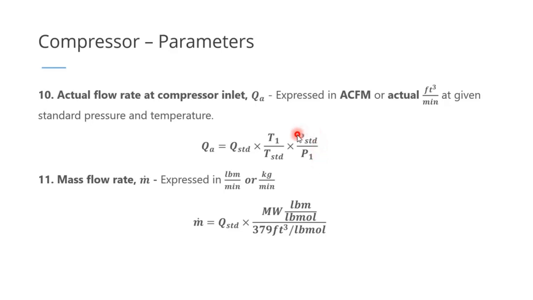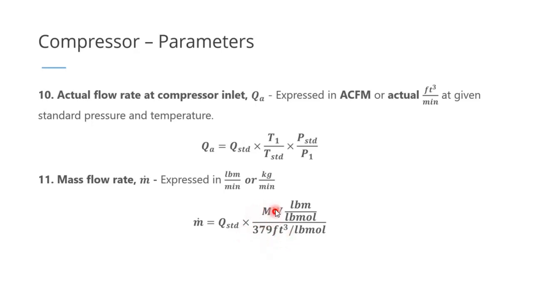Yan. So, given yung standard pressure and temperature, and also yung measured temperature sa inlet and pressure sa inlet. Next is the mass flow rate. So, you just have to convert the standard rate of flow into pound mass per minute. And so, we have this conversion factor. So, 1 pound mole, so English unit ito ng mole, is equal to 379 cubic feet. So, yan yung conversion factor ng pound mole to 379 cubic feet.